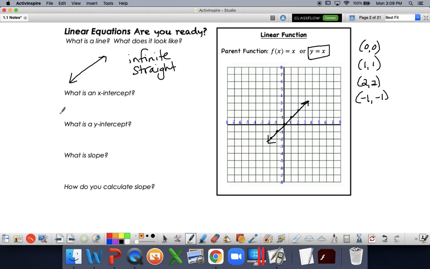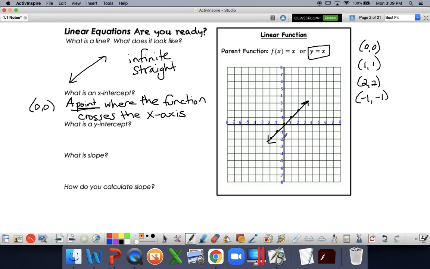So let's talk about what is an x-intercept. Well, it's a coordinate point. We always want to think about it as a point where the function crosses the x-axis, and we like to use the word function instead of line because we're not always going to be working with lines this semester. So in this case, my x-intercept would be the coordinate point 0, 0, because that's where it's crossing the x-axis.